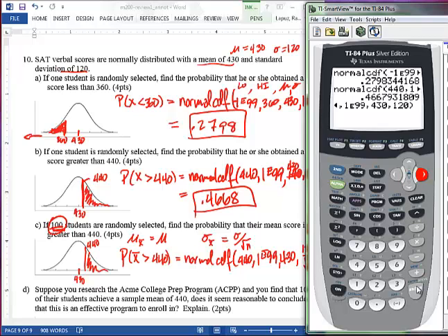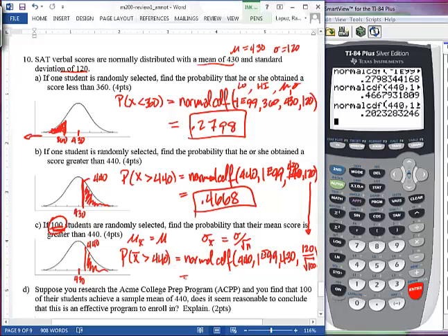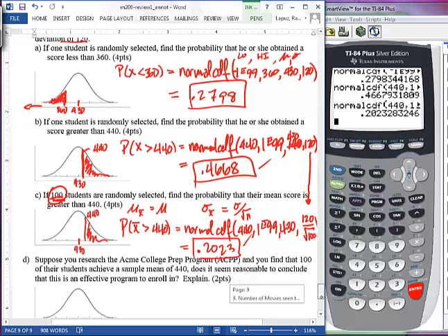It'll be 120 divided by the square root of 100. Then right arrow and then close the parentheses and all that. Hit enter, and then you have 0.2023. So that's your probability. Note that it's different. The probabilities are different between your part C and part B answers. It's less of a chance if you have 100 students that you're talking about.